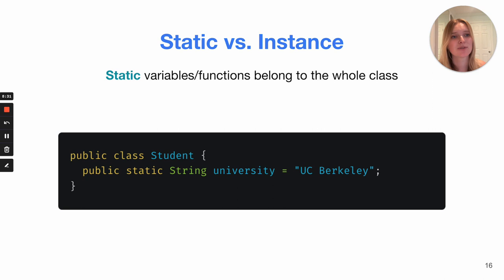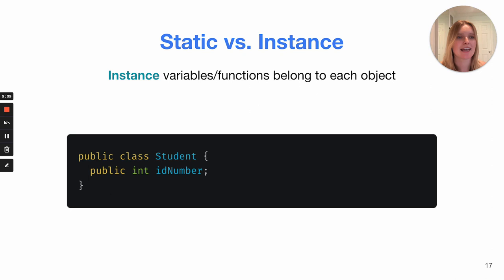So now we are going into static versus instance. Static variables and functions belong to the entire class. And so here's an example of a static variable for our student class. This variable is university, and it's a string that represents the university the students go to. And so this is static because the university does not change across students. All the students are going to the same university, and that's UC Berkeley. And we denote this using the static keyword when we declare the variable or method. Instance variables just belong to each individual object. And so ID number is a great example of an instance variable because each student has its own unique ID number.